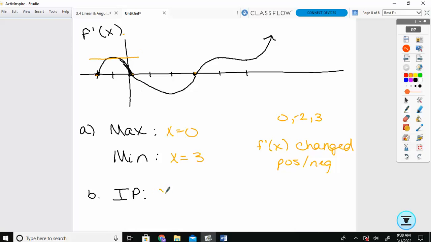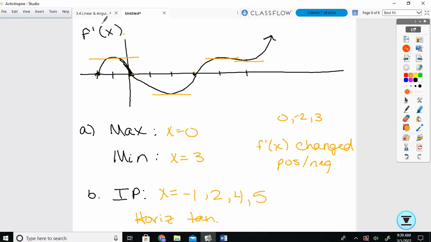Okay, -1. Where else? 2. Where else? 4. Where else? 5. Because of those horizontal tangents. Is this making more sense?